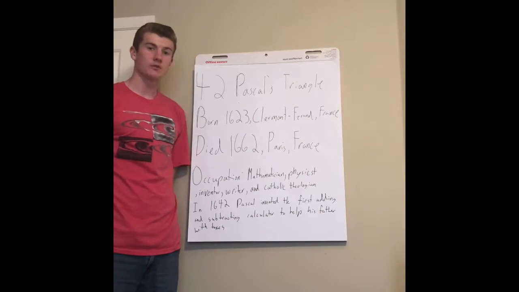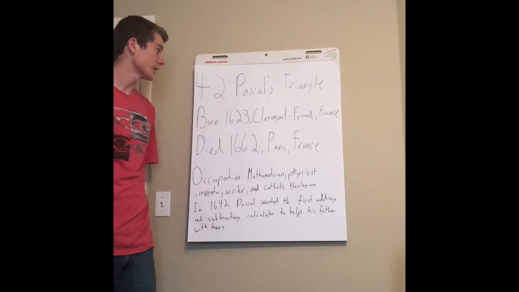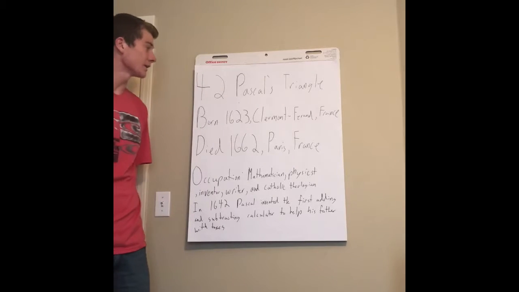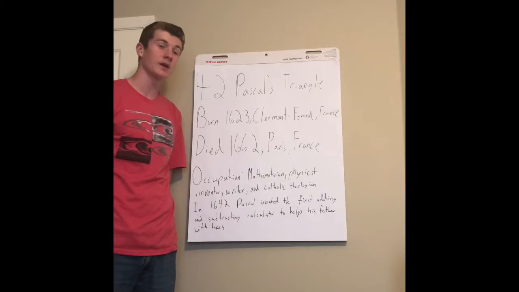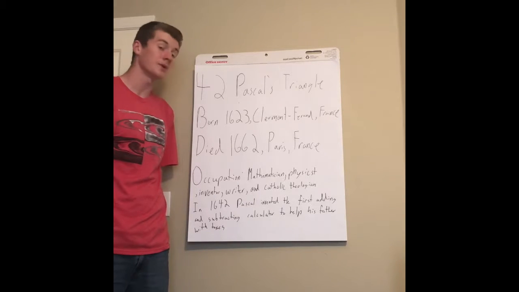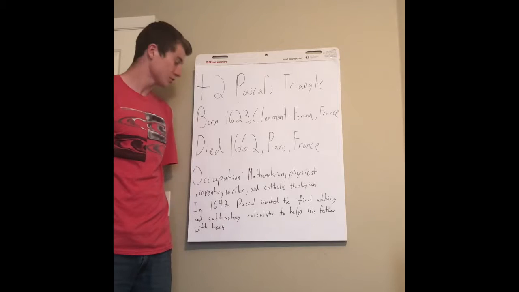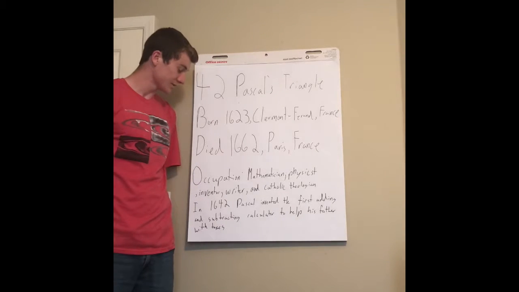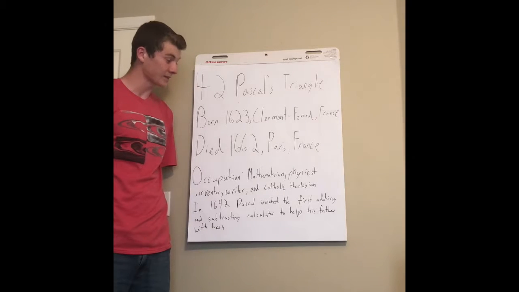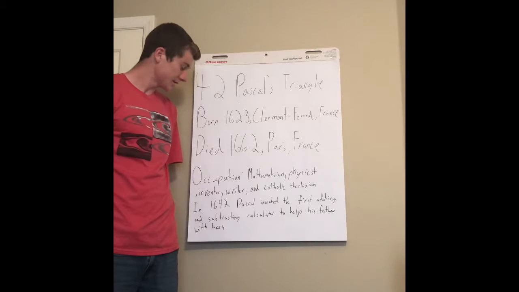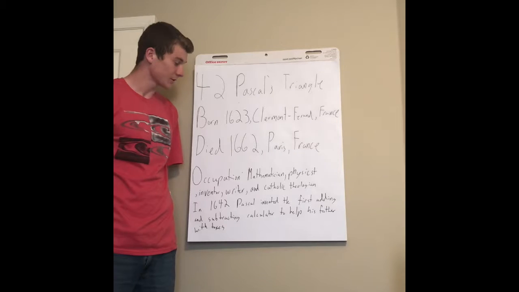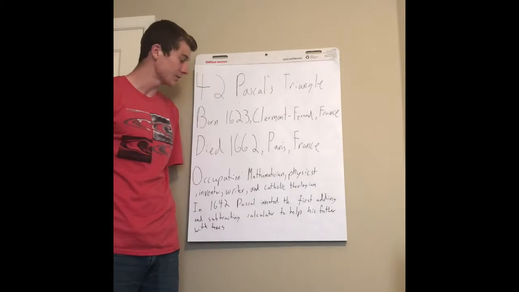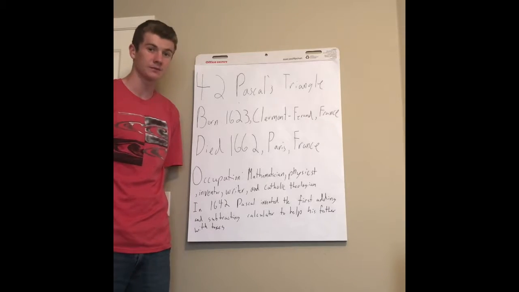Alright, so I have section 4.2 on Pascal's triangle, and Blaise Pascal was born in 1623 in Clermont-Ferrand, France. He died in 1662 in Paris, France. During his lifetime, Pascal was a mathematician, physicist, inventor, writer, and Catholic theologian. And in 1642, Pascal is credited with inventing the first adding and subtracting calculator so that he could help his dad do taxes.